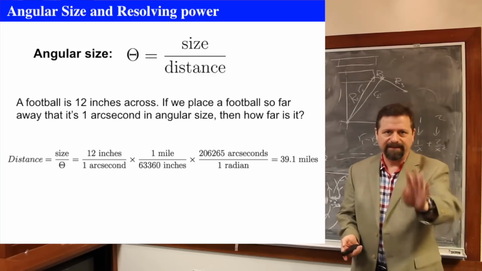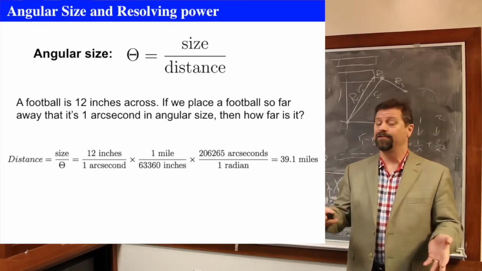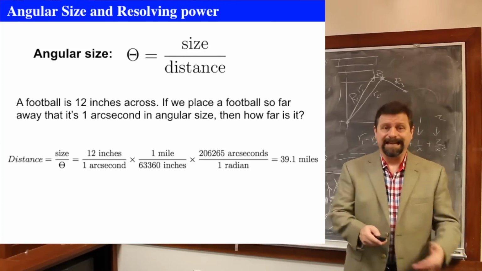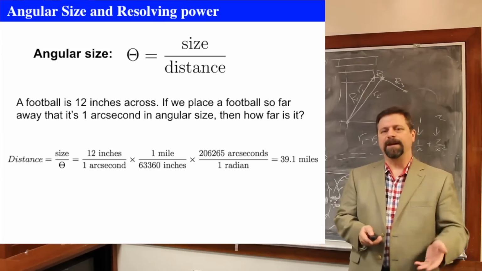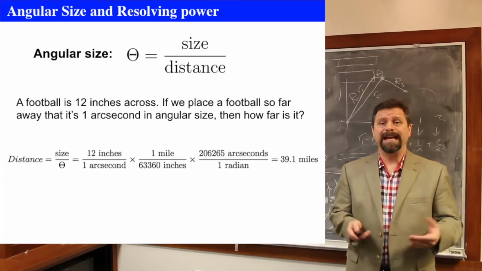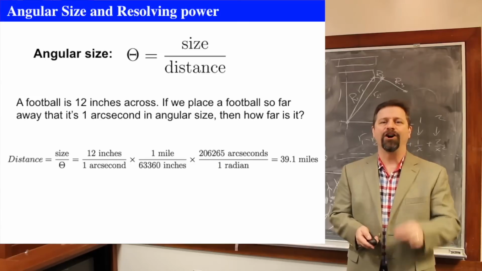So we really care about things that are really far away, because stars are very far away. So that helps us. In this sense, then, a football, which is about a foot across, placed 39 miles away, will have an angular size of 1 arc second.